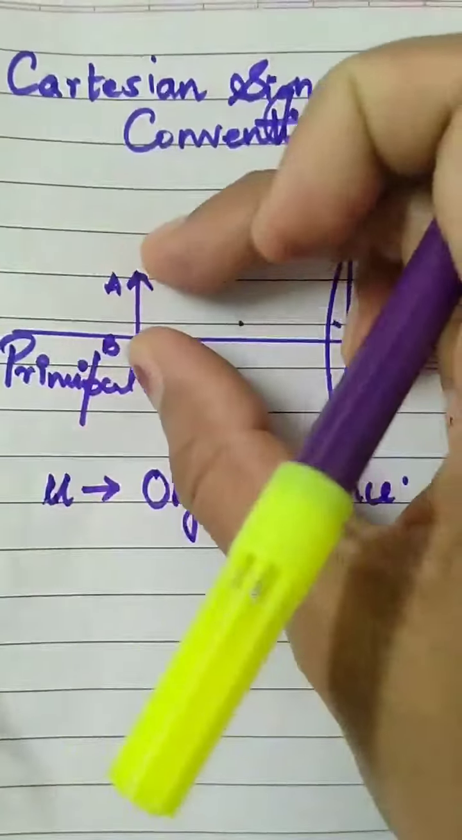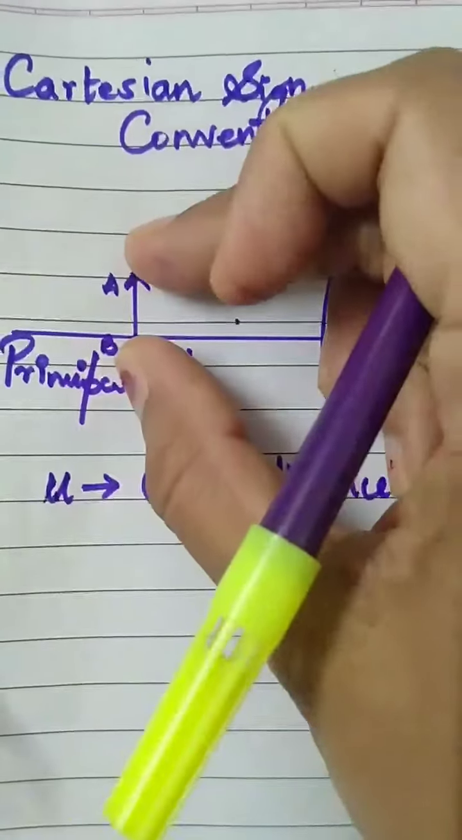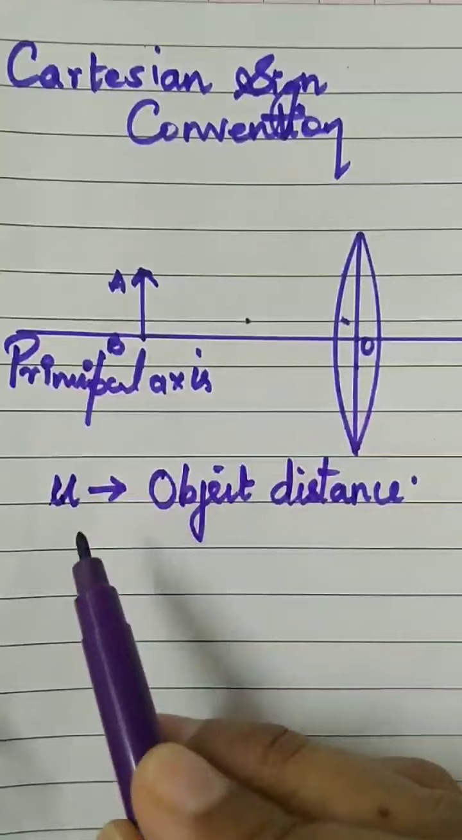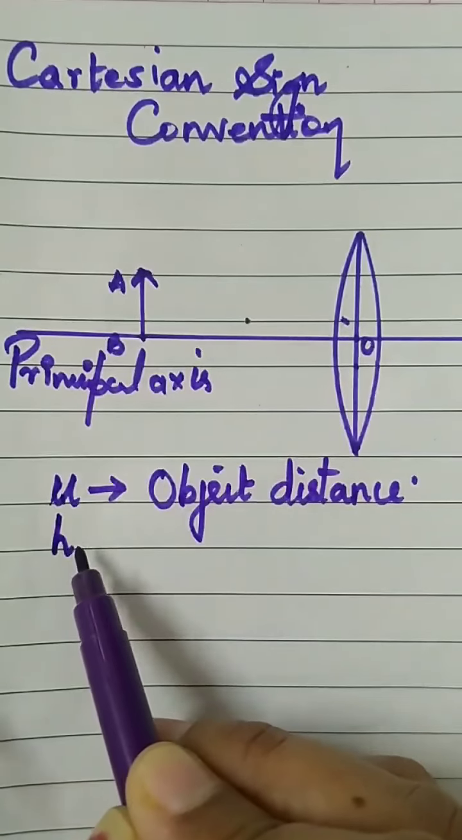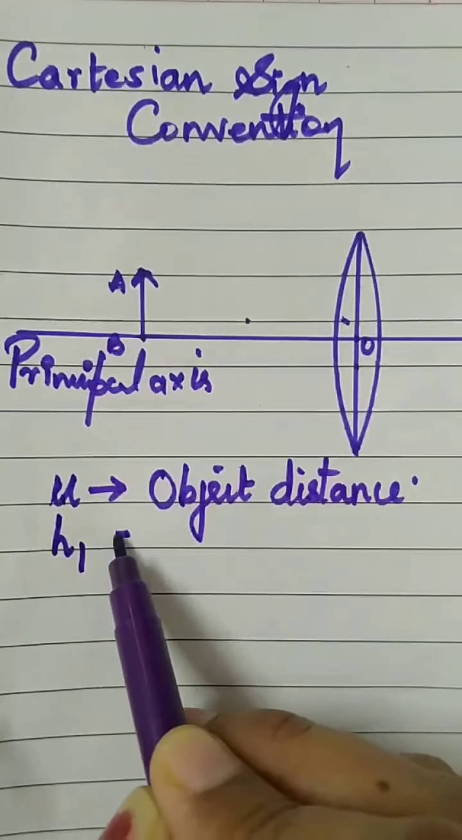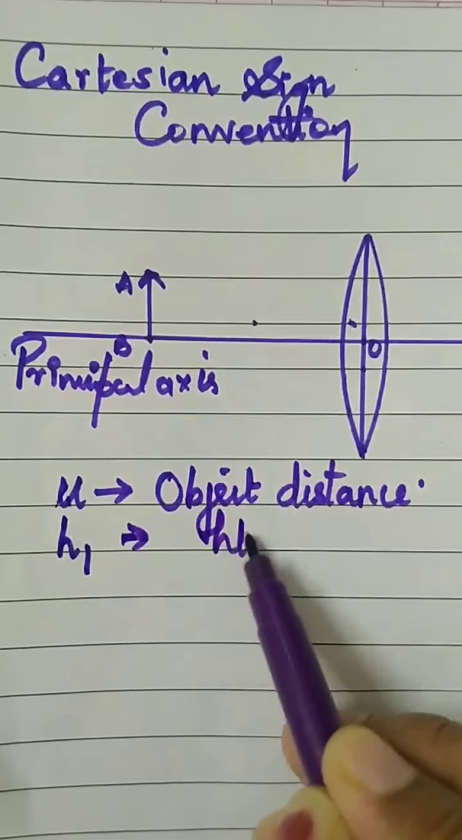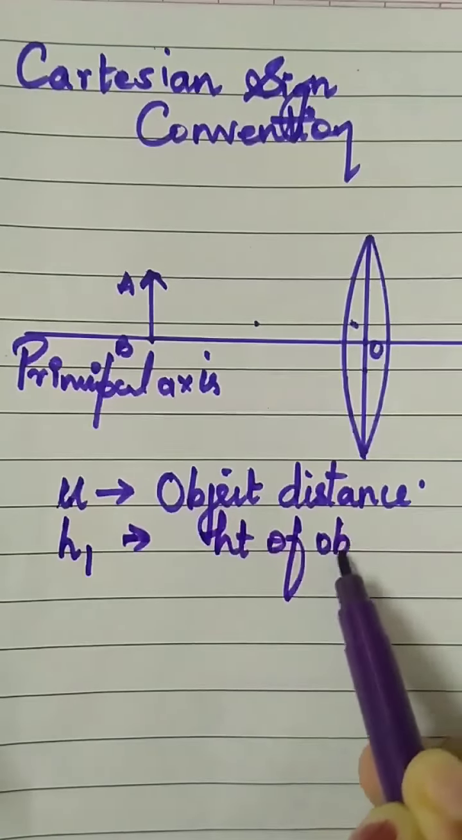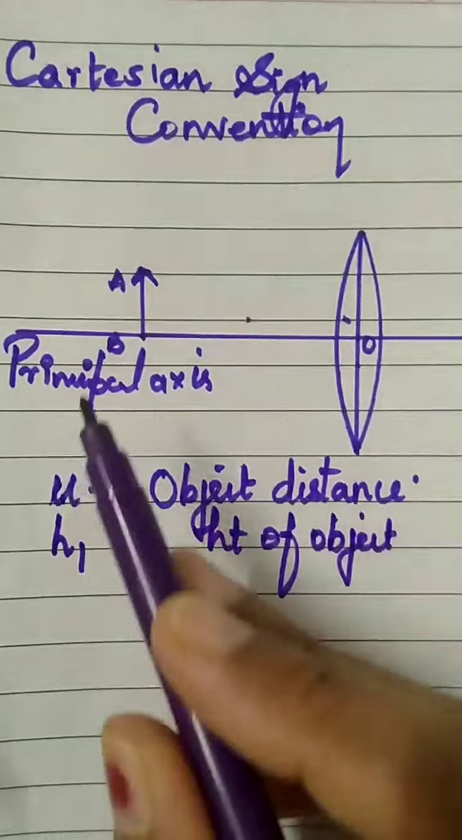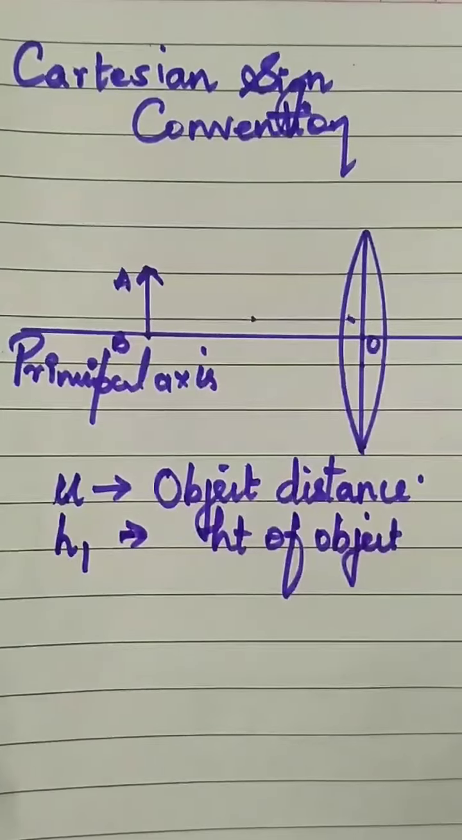Now, the height of the object. What will be the height of the object? Again in centimeters, that we will consider as h1. h1 is the height of the object. One always goes for the object first. If there is an object, then there is an image, no?